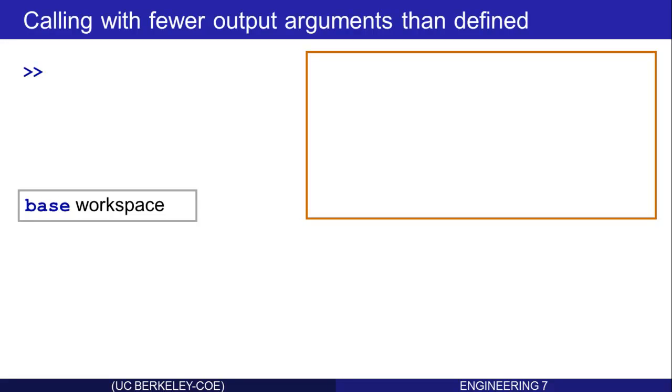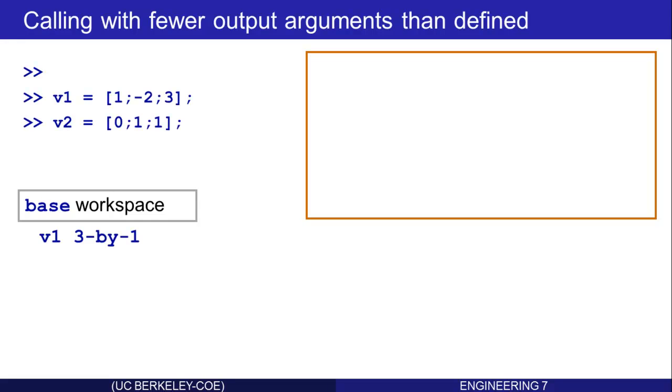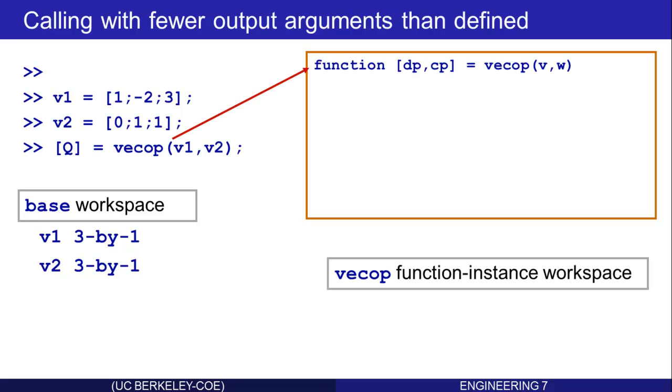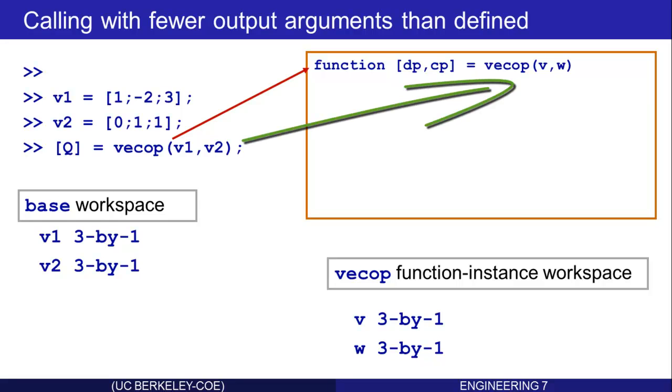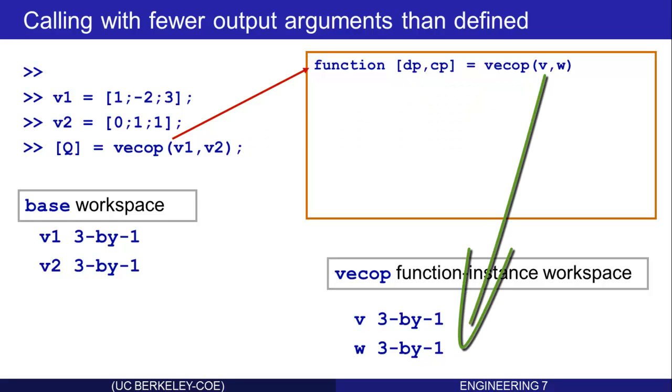Next, let's see the behavior of Matlab when we call a function with fewer output arguments than are defined in the function declaration line. We'll continue to use the vecop file for this example. Let's create 2 variables. They appear in the base workspace. And then a call to vecop with only 1 output argument. As we learned previously, the input arguments are copied into the function instance workspace, creating 2 variables there, whose names correspond to the input argument list in the function declaration line.